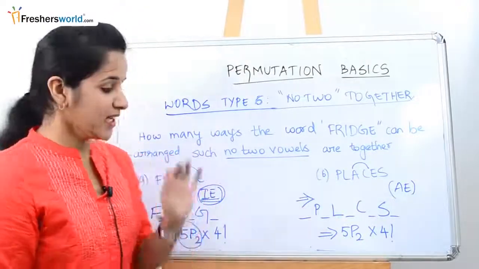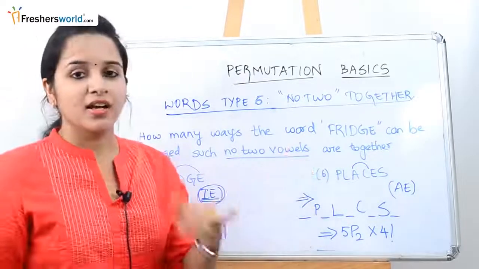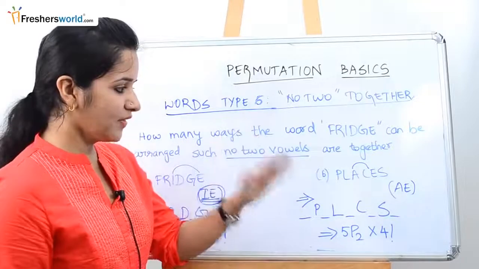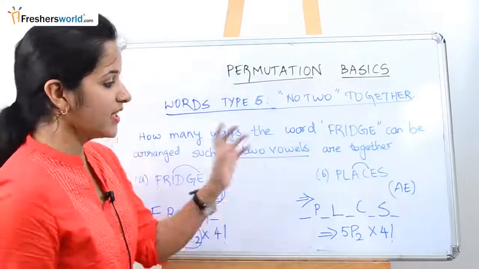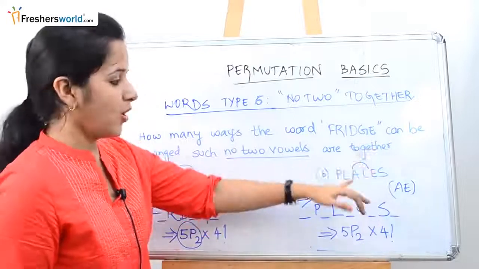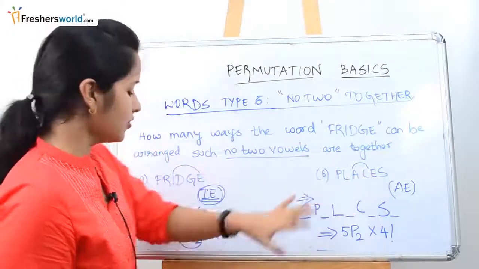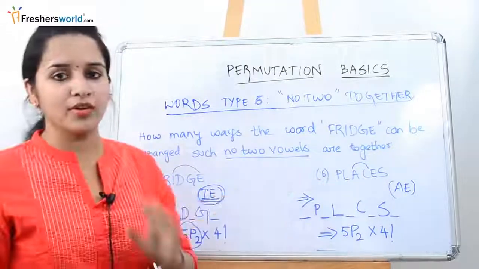vowels are together. A similar type of problem can come with consonants and other words together. In case of other words, as I've told earlier, they can ask that, let's say, P and S can never be together or L and A are not together. So if they're going to ask like this, you're going to do the same method as you've dealt with for vowels not together.